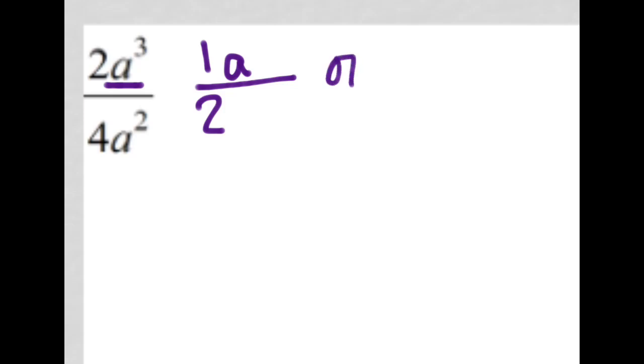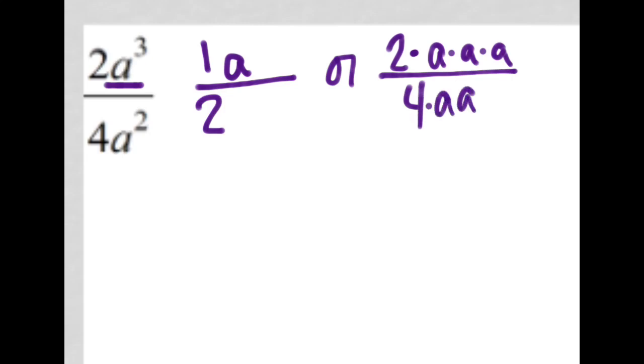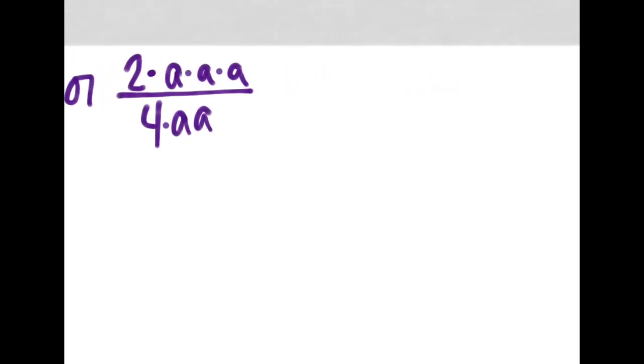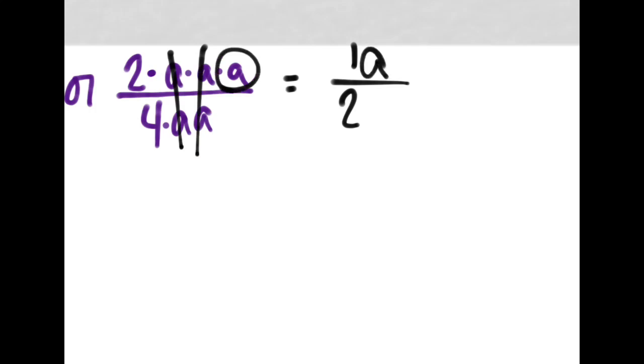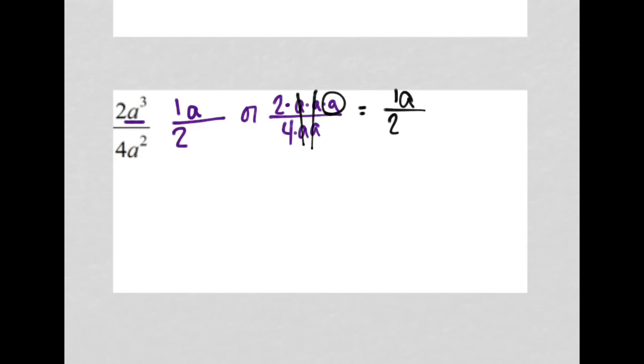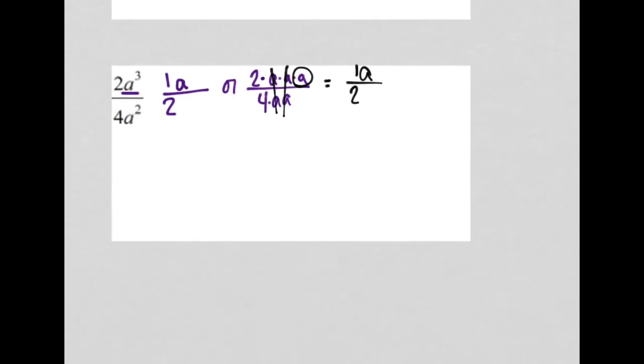Or I can expand it out. I would have 2 times a times a times a over 4 times a times a. 2 over 4 reduces to 1/2. This a cancels, that a cancels, and I'm left with 1 on top. So I get the same answer either way. The other way just is a bit shorter and takes less time in case you have a lot to do. We're going to do one more.